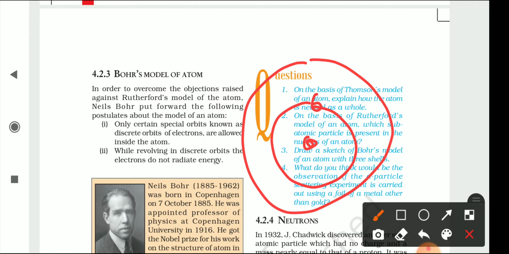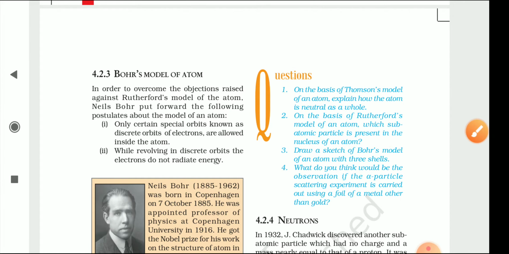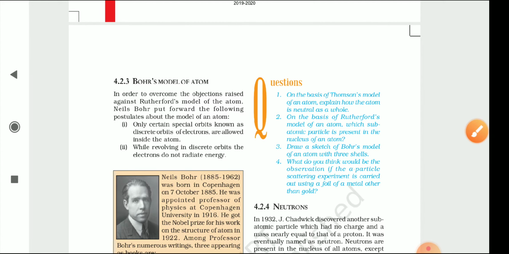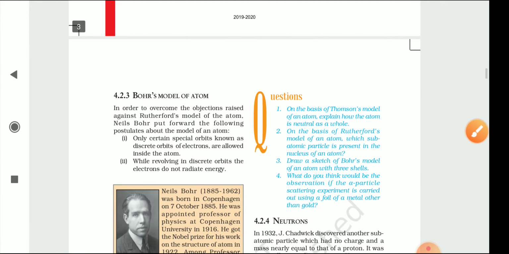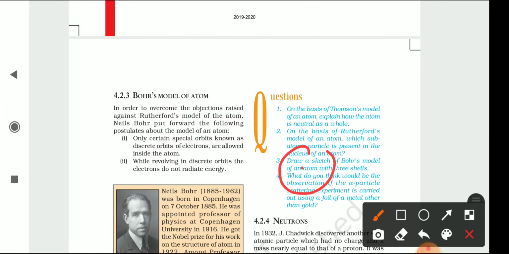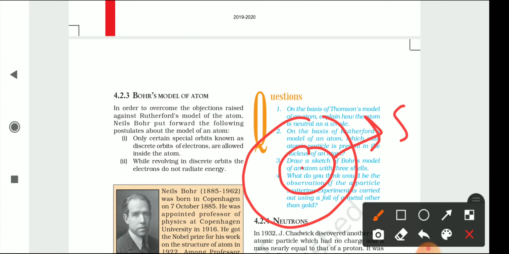These are the special orbits in which the electrons are revolving. They are not revolving here and there. They have fixed circular orbits in which they revolve, and while revolving they are not losing any energy. So this is Bohr's model, and these orbits have the name of shells. Just suppose this is the nucleus and these are the orbits, and these orbits are also known as shells, and they are denoted by the letters K, L, M, N, O.